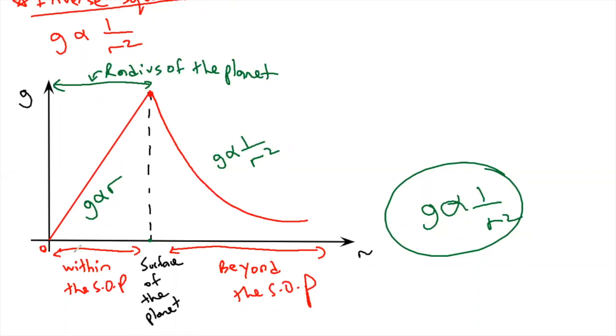The center of the planet, 0. That's the center of the planet. We're starting this graph from the center of the planet. So this 0, this is the center of your planet. I hope this makes sense. That's the center of your planet, okay?